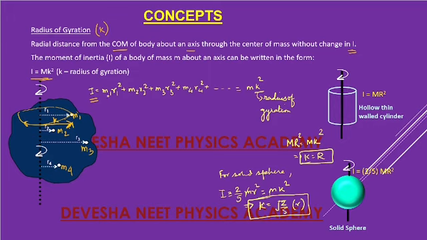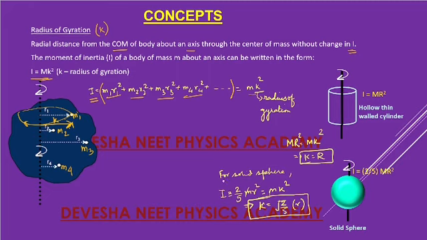So for this, the moment of inertia I is m1 r1 square plus m2 r2 square plus m3 r3 square, and so on. Now the radius of gyration says that mk square is equal to this sum, meaning the same moment of inertia is equal to mk square, and that is how you compute k. So let's take 2 different cases. This is just examples, but this can be extended to other body shapes also.